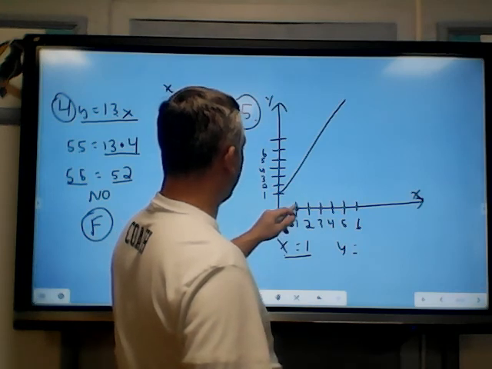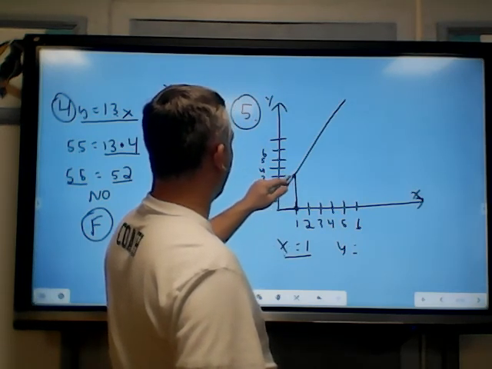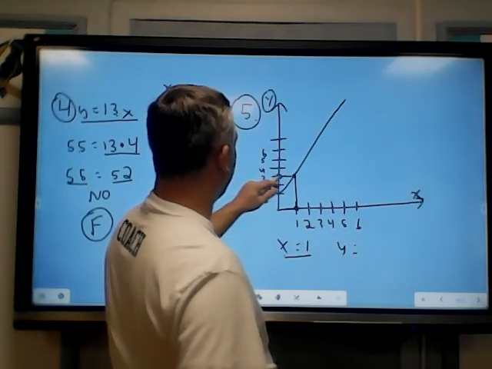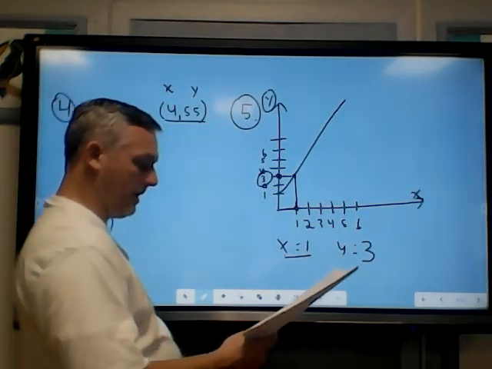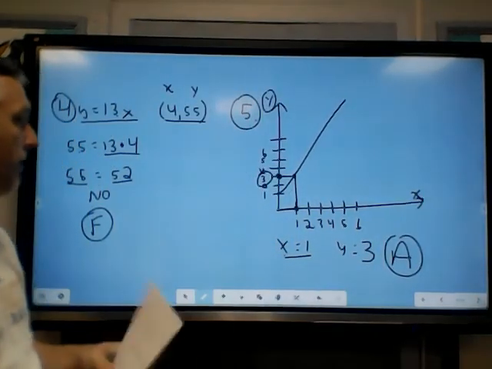Now we're going to go up until we touch the line. We touch the line there. Then we're going to go over here until we touch the vertical axis, which is your y-axis. And what number did I stop at? It's at y is 3. And so the correct answer is y is 3, which is A. And that's the correct answer for 5.